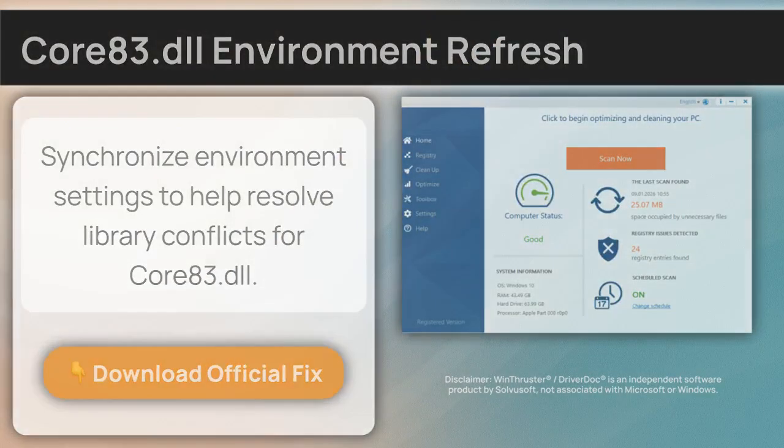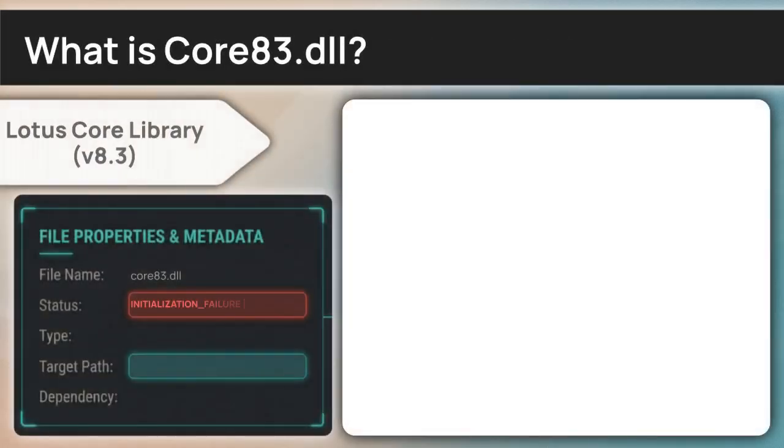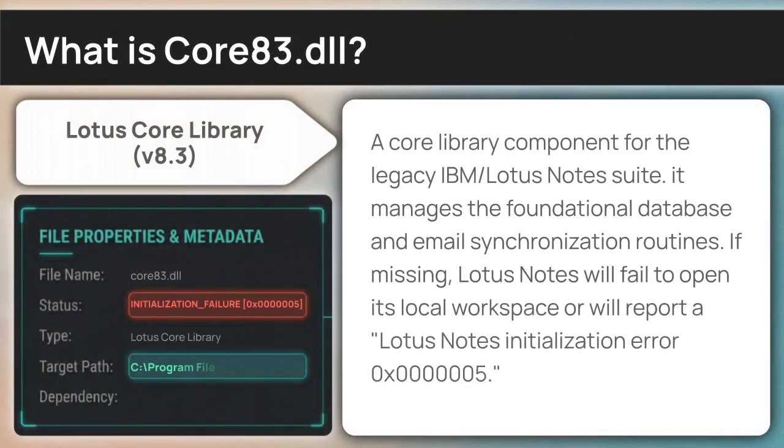This is the Core83 Library, a core library component for the legacy IBM and Lotus Notes suite. It manages the foundational database and email synchronization routines. If missing, Lotus Notes will fail to open its local workspace or will report a Lotus Notes initialization error 0x035. With the explanation out of the way, let's refresh the affected files.